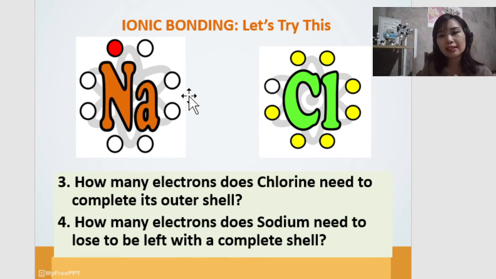Why is it that sodium needs to give, ma'am? Remember, it is a metal, and metal has what? Lower electronegativity. Meaning to say, it can easily give or lose an electron. Chlorine has high electronegativity and high ionization energy, so it cannot easily give electrons. It is a non-metal. Right? Use your knowledge about ionization energy and electronegativity.